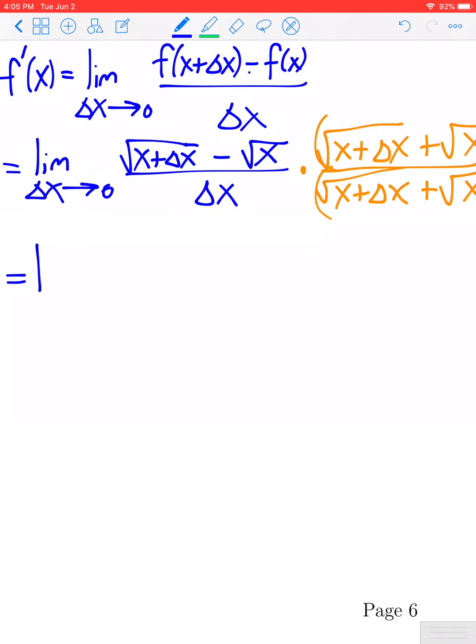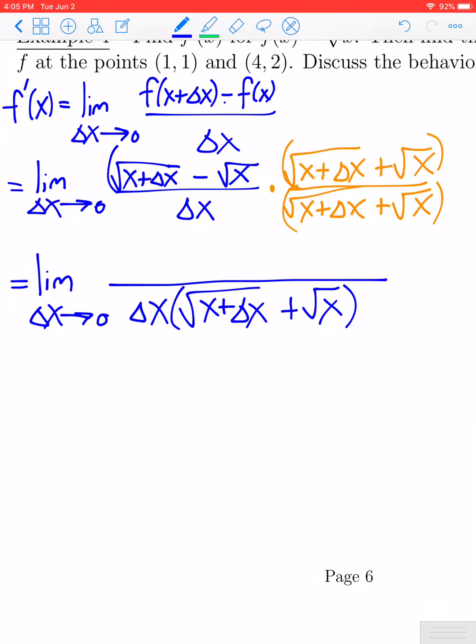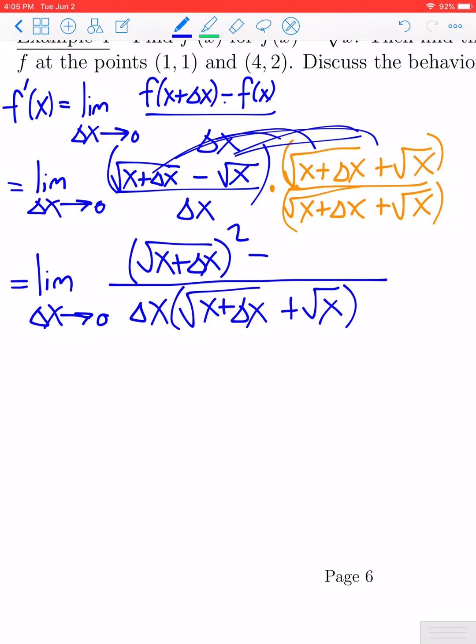This will be equal to the limit as delta x approaches 0. Leave the denominator in factored form. We weren't really trying to do anything with the bottom, so I'll leave it unmultiplied out. And then in the numerator, it's up to you how you want to handle this. You could distribute it out, first, outer, inner, last, all that good stuff. Or by recognizing that the product of a sum and difference is simply the difference of the squares of the two terms. That's what I'll do.